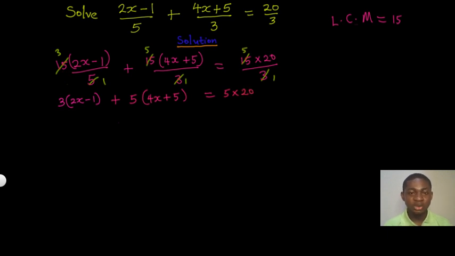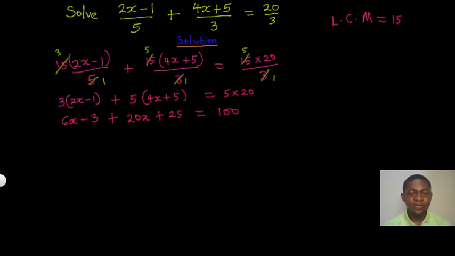So we've been able to reduce this. Now what we need to do is to open the bracket, that is, we expand, then it becomes 6x minus 3 plus, when we multiply this, that will be 20x plus 25 equals 100.